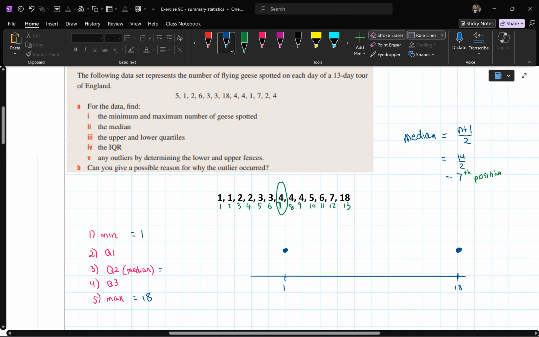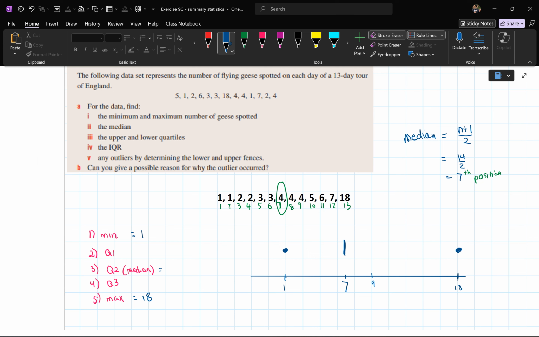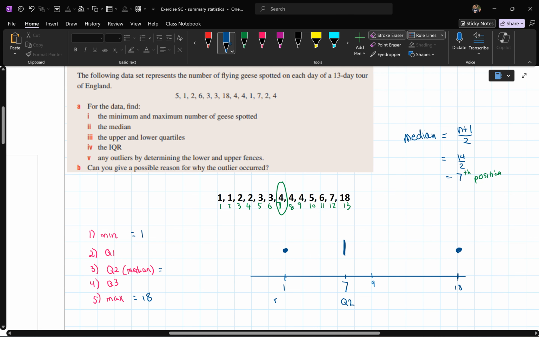So now I know it's at 7. So 7, half of 18 is 9. So maybe the middle's around there, 9. So 7 could be maybe around here. I'm doing a guesstimate. I'm going to write it with a vertical line. I'll do a vertical line there. So that must be my median. That's Q2. So I'm going to write here Q2. This is my minimum. This is my maximum.